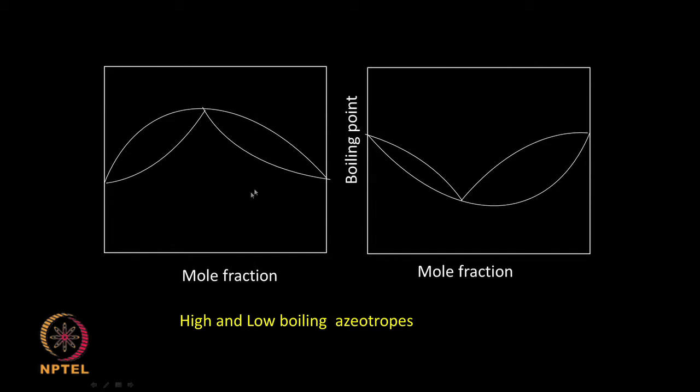So, you have a high boiling azeotrope, you have a low boiling azeotrope. You have two species A and B. At this composition, the composition of A is the same in the vapor and the liquid phase. This is called a low boiling azeotrope because the azeotrope temperature is lower than the pure component temperatures of A and B. This is called a high boiling azeotrope because the azeotrope temperature is above the individual species boiling points.